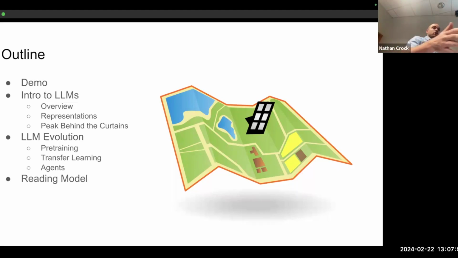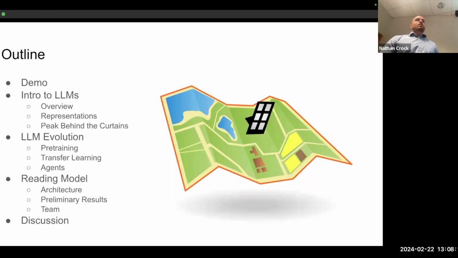So finally, I'm going to jump into the reading model using all the foundations that we just discussed. For the reading model, we'll talk about the architecture, why we designed it the way that we did, relating back to some of the fundamentals that we started with. Show some very preliminary results. This is all just experimental. And then show off the team a little bit. And then we get to just chat and eat some more pizza.